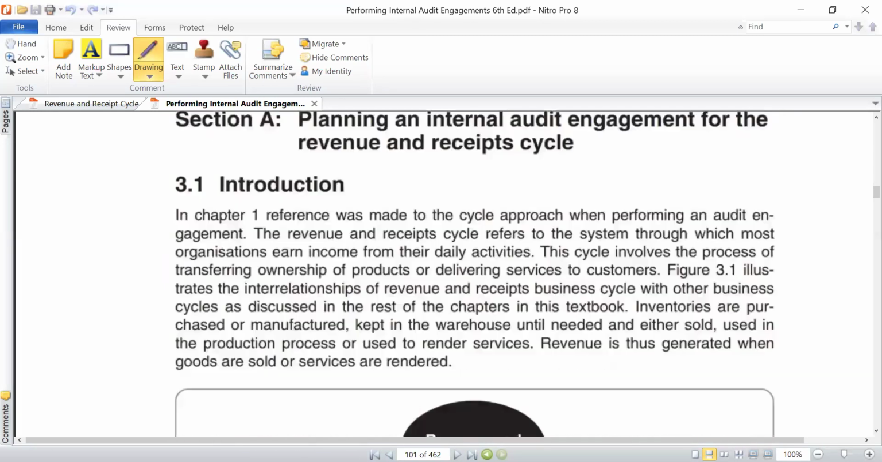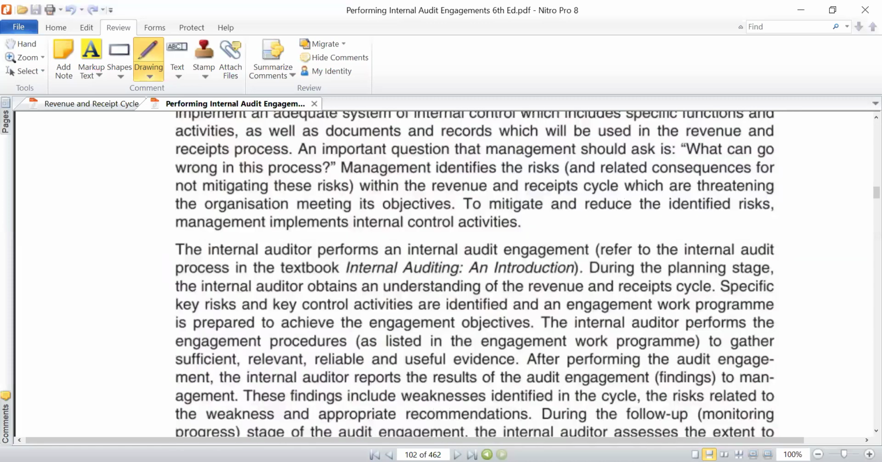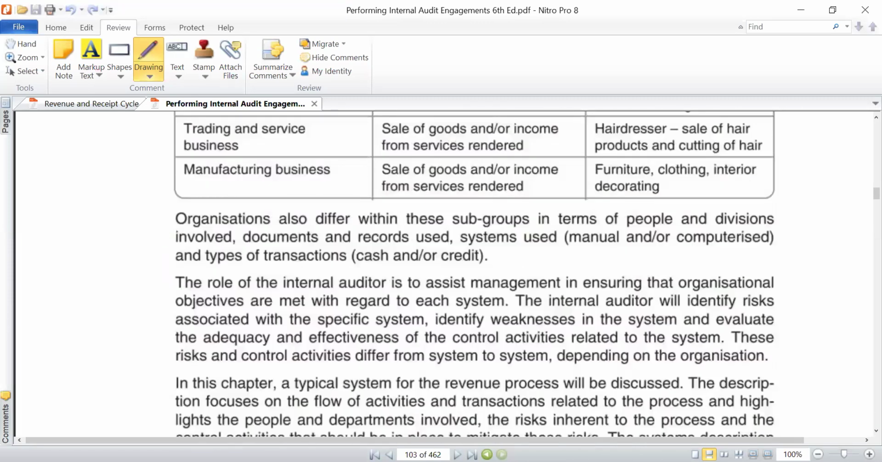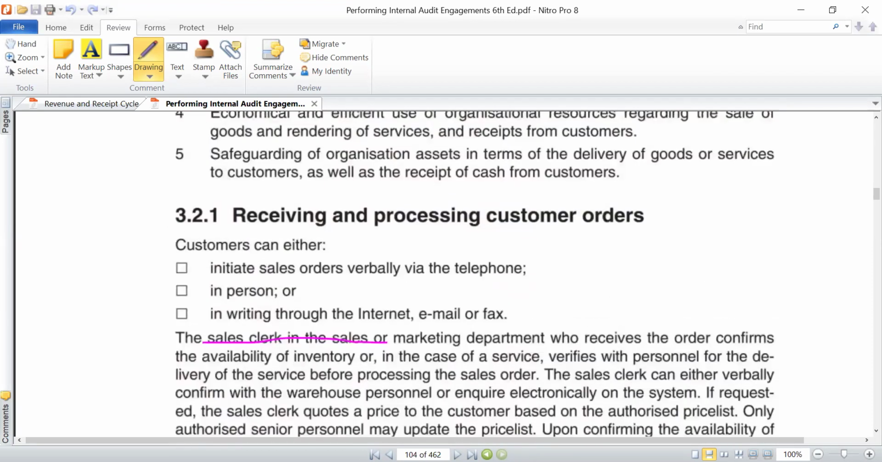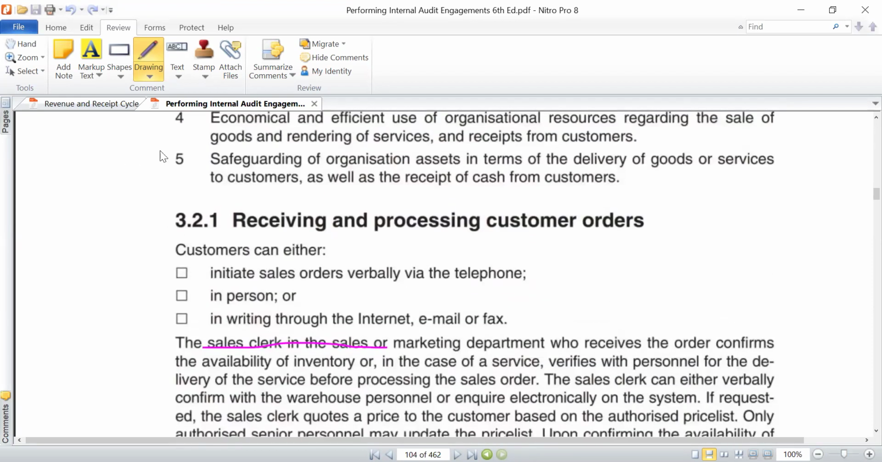So I'm going to quickly take you to page 94, just to show you something real quick. Page 94, right? Why I'm taking you through that is simply because I want you to understand the blueprint of this particular stage in the revenue and receipt cycle. When I say blueprint, I'm referring to what is supposed to be taking place according to the prescribed text, meaning your text.